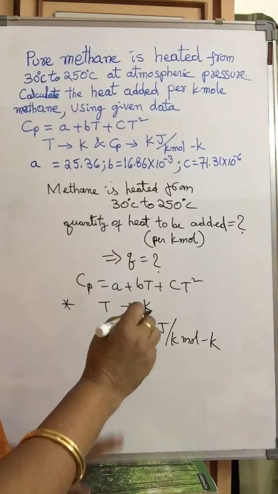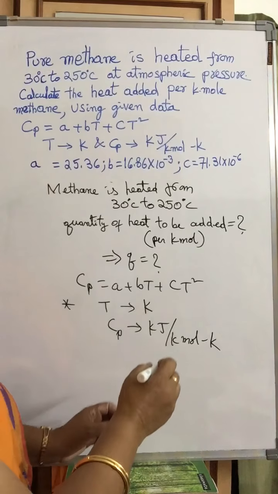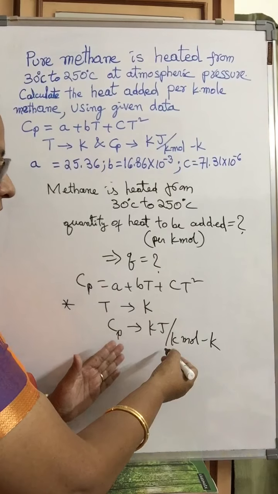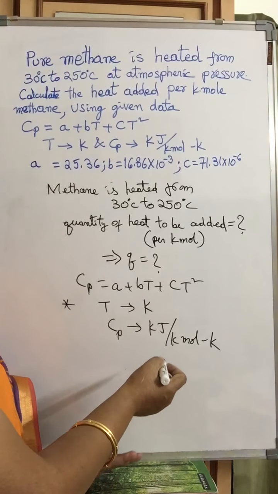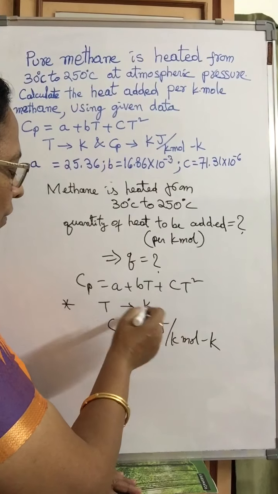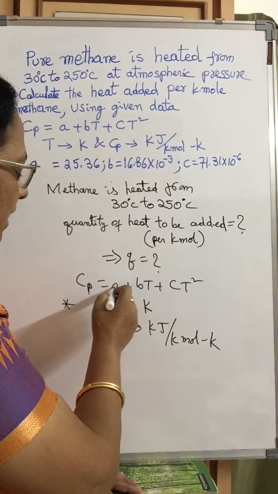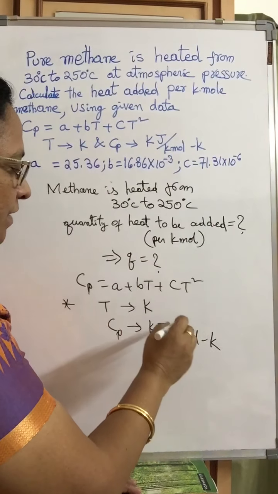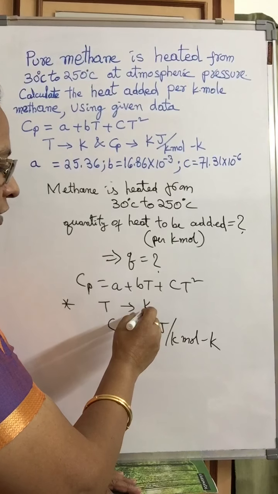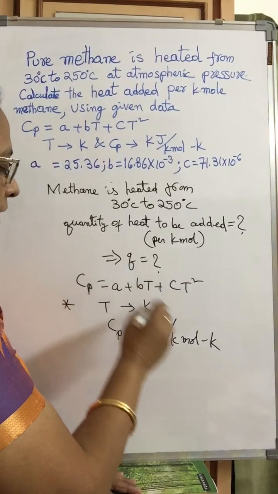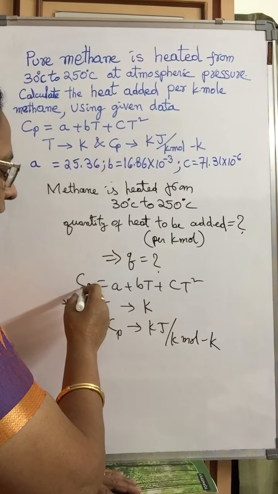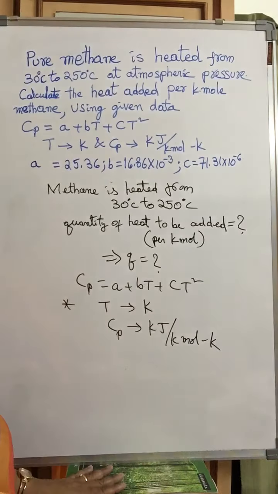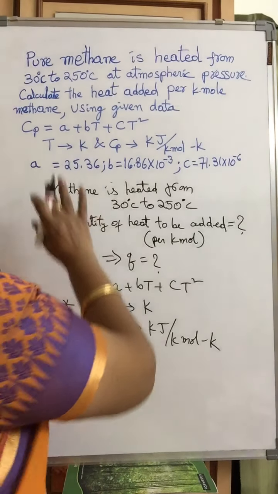This is very important because this is the first problem, so we are taking a little time to discuss this point. From the next class onwards, we need not discuss units this much. When you use these constant values A, B, C, T needs to be substituted in Kelvin, and then Cp will be only in kilojoules per kilomole per Kelvin, no other units. Okay, so this is what is given.